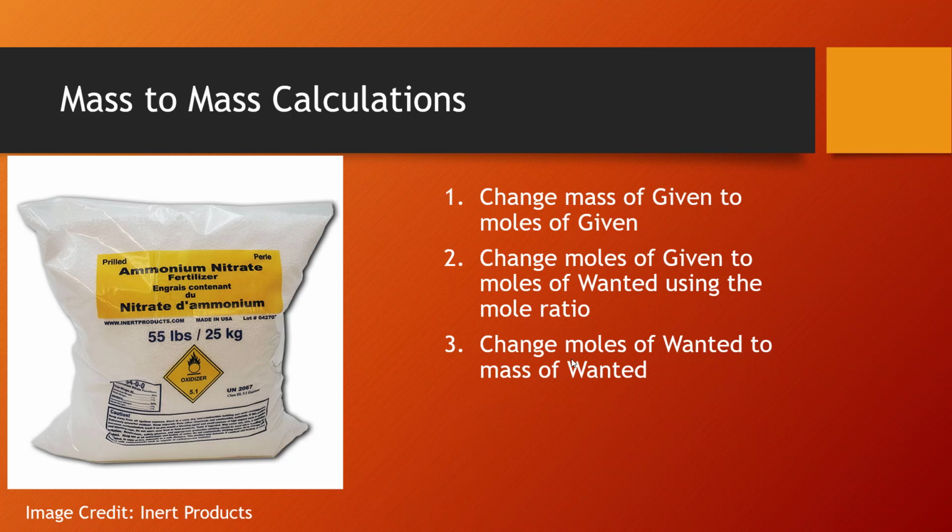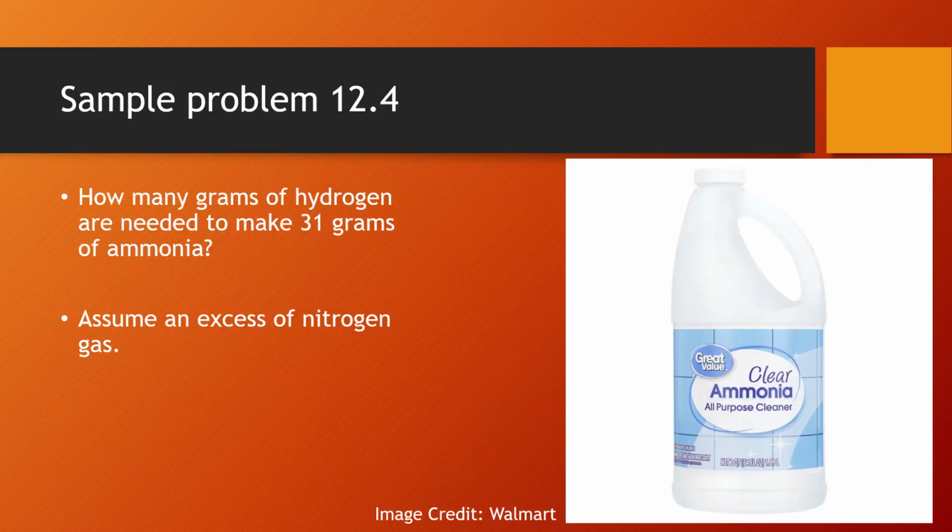All right, so mass to mass calculations. How much ammonium nitrate can we make if we're given a certain mass of ammonia? How are we going to calculate that? Well, first we're going to calculate the mass of the given, and you're going to use that to change it into moles of given. Then moles of given to moles of wanted using that mole to mole ratio. So mass to moles, and then guess what? Moles to mass. And you're going to calculate out the end mass. And you're going to be doing this pretty often, especially in the next chapter.